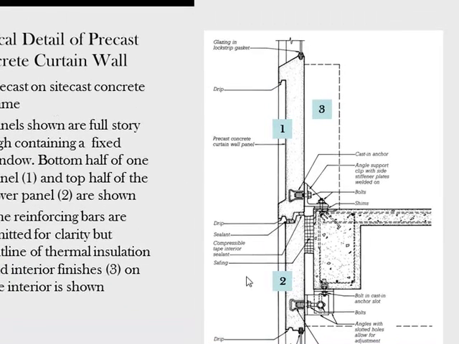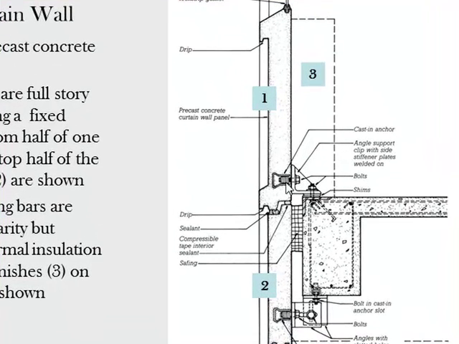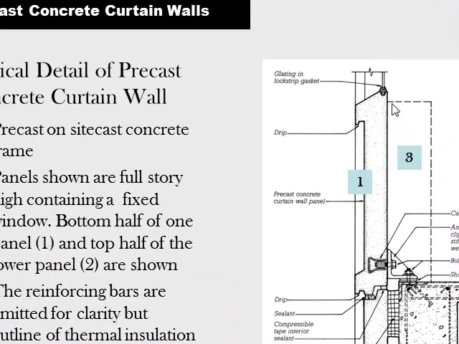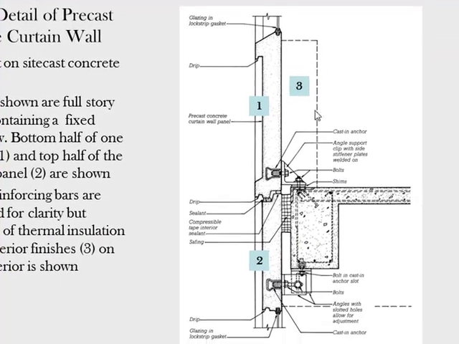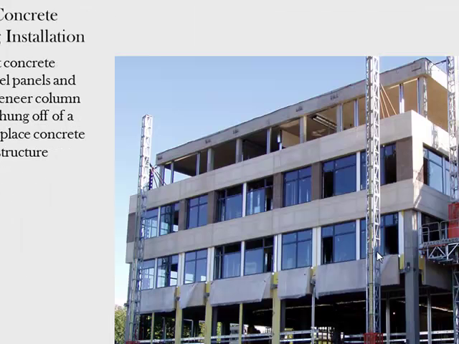Here's another detail of a precast concrete panel system. You've got your floor and your beam, and then you've got your clips that hold the panels on. Number 3 indicates there would be an interior wall, stud and sheetrock here, but they're not showing that to keep the detail simple. Here's what that building would look like in reality.